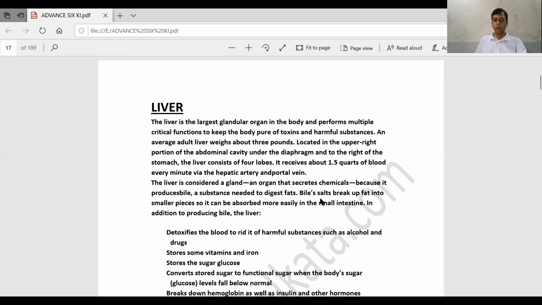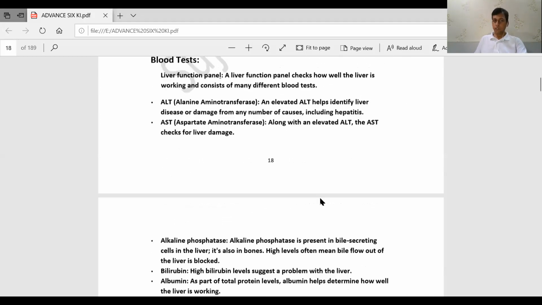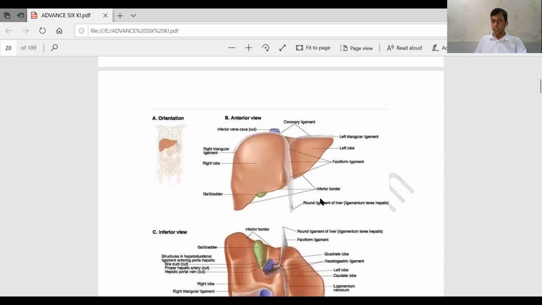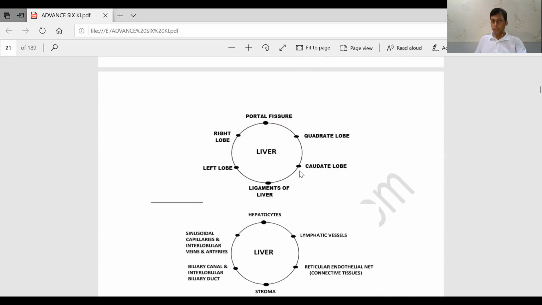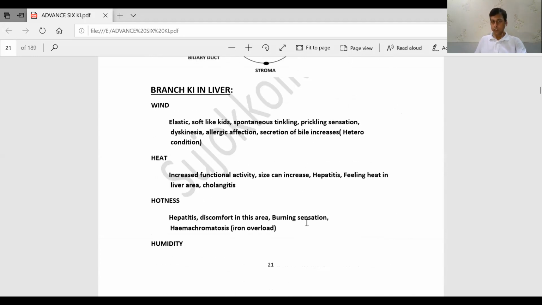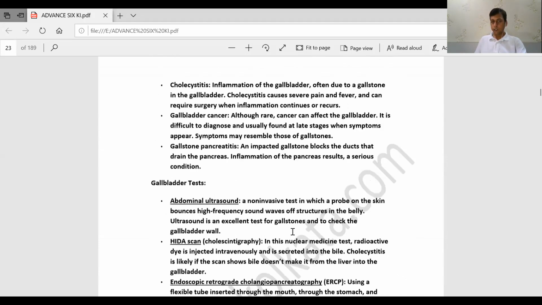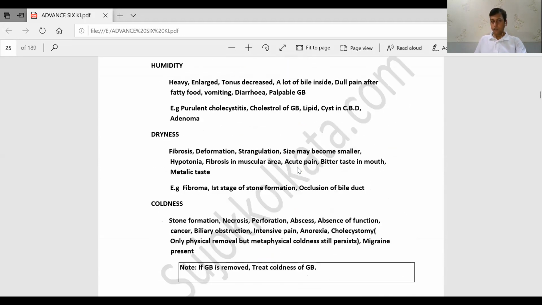So these are the notes you will get. This is about the liver, the function of the liver, the liver conditions, the blood tests which we have to do, what you will understand from the blood test, the structure of the liver, the lobes of the liver, and the 6T classification of the lobes of the liver, then the cells of the liver, then the diseases of the 6T liver, and the gallbladder, the 6T division of the gallbladder. I will give you all these things.